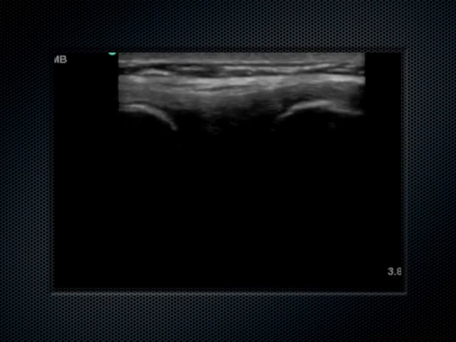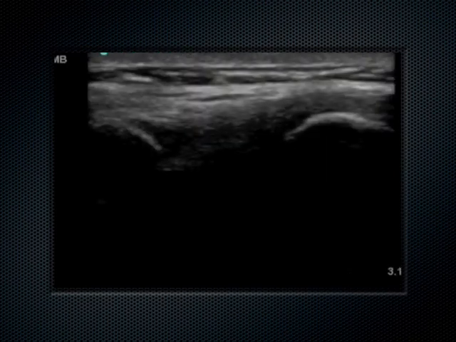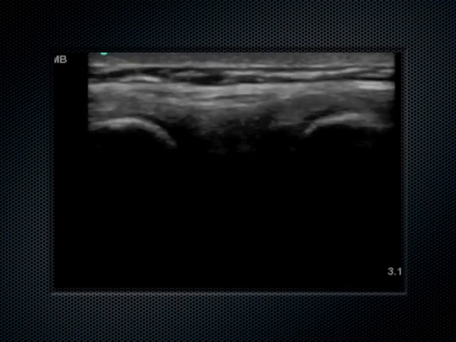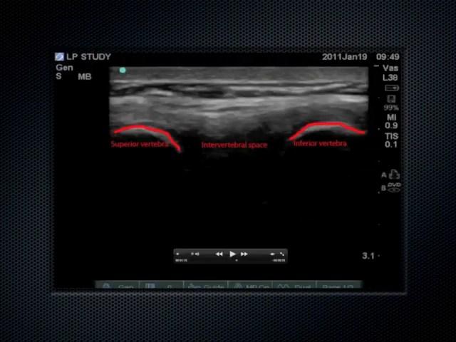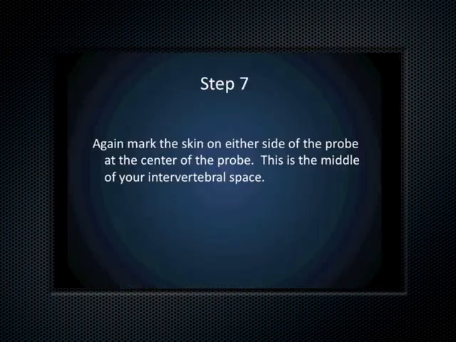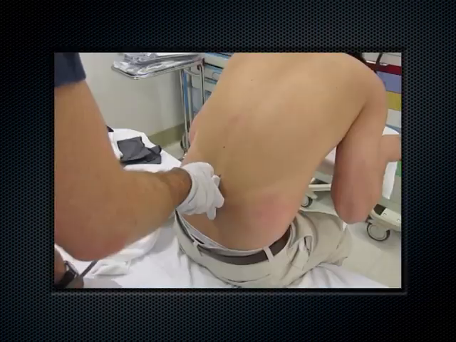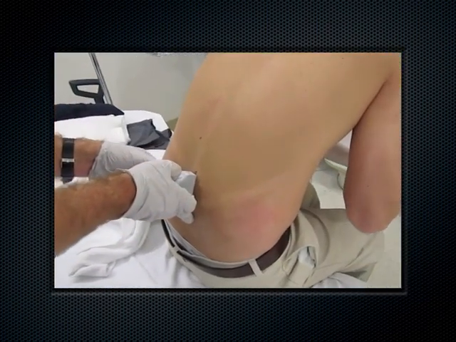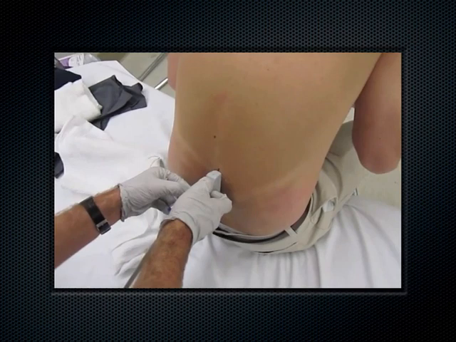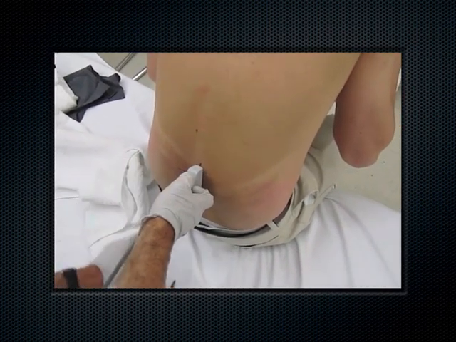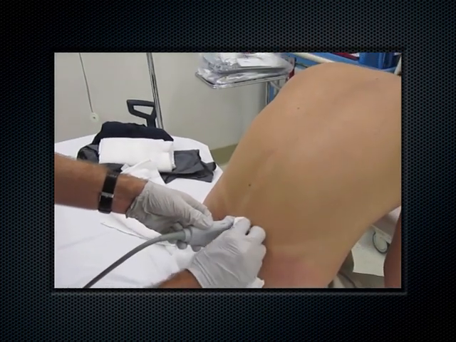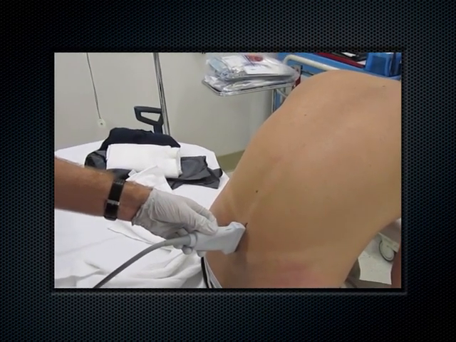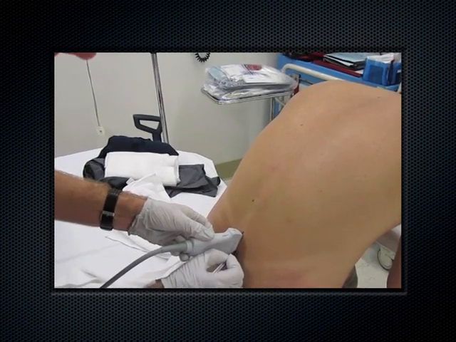Identify the dorsal spinous processes of the superior and inferior vertebra. Now center the intervertebral space in the middle of the ultrasound screen. Once you have an appropriate image, you are now going to mark the skin on either side of the probe again, as you did before. Again, these marks should be right in the middle of the ultrasound probe on either side of the probe. When you remove the probe, these lines will now indicate where the intervertebral space is.